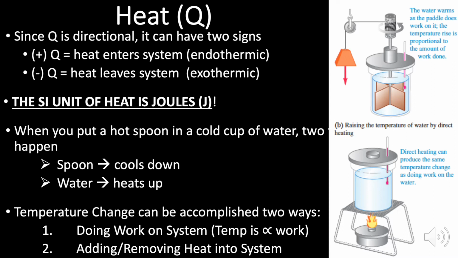So there are two ways we can change the temperature of something. The first way is by doing work on the system. So by stirring it up. If we are stirring up something or if we're moving something, we can actually add heat to it. We can heat it up. Hence, if you stir water long enough, it's going to start to heat up. The second way we can change the temperature is by adding or removing heat into the system. Hence, if you use a flame, you're going to create thermal energy, which is going to transfer into the system.